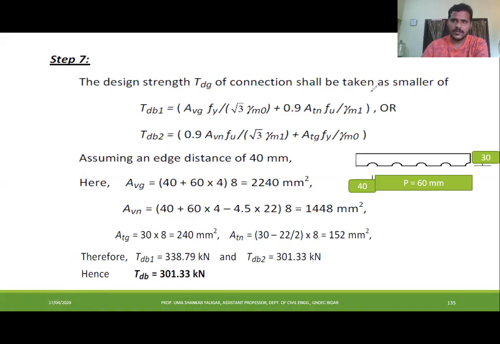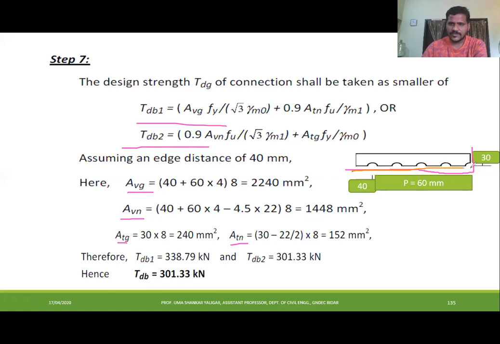Next is the block shear failure. Due to block shear failure, there are two formulas to calculate the design strength, TDB1 and TDB2. And here the most important thing is how we calculate AVN, AVG, ATG, and ATN. These are the most important; the rest of the things you know. First, we need to decide the plane. As we know, the bolt will fail along this plane, and it will go to the left side where the distance is less.